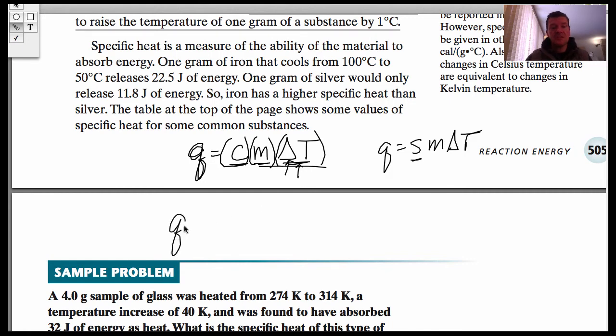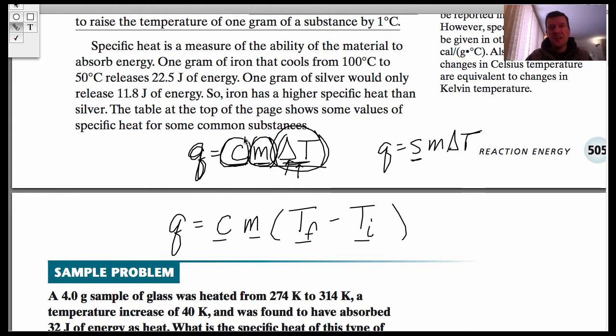So let me rewrite this. Delta T is the final temperature, T sub F, minus the initial temperature, T sub I. So there are really 4 variables here. Sometimes the problem will tell you what the change in temperature is. Sometimes they'll tell you what the mass is. The specific heat is a fixed value for every substance. But sometimes you might have to find the final temperature or the initial temperature. So you have to break that delta T apart into final minus initial.